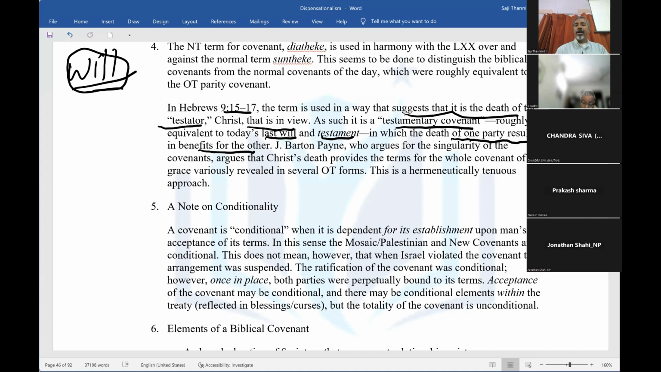Barton Payne argues for the singularity of the covenants, for the whole covenant of grace. I don't think so. But what you should understand is that Hebrews 9:15 and 17 clearly say that Christ's death is a kind of last will. The covenant that Jesus Christ has made is valid because he has died and everyone gets the benefit. It is known as a testamentary covenant in Hebrews chapter 9.